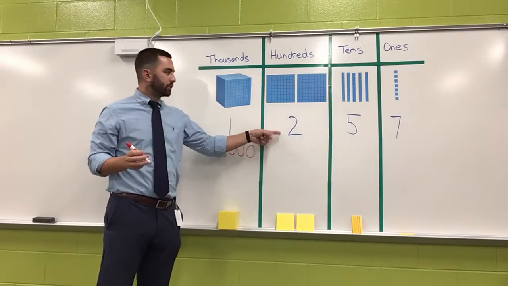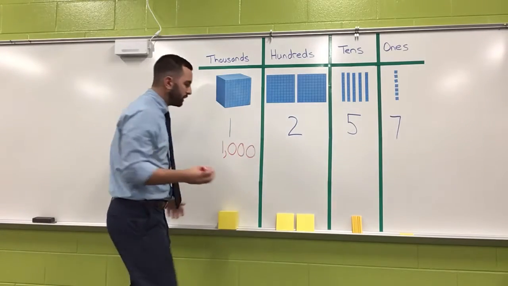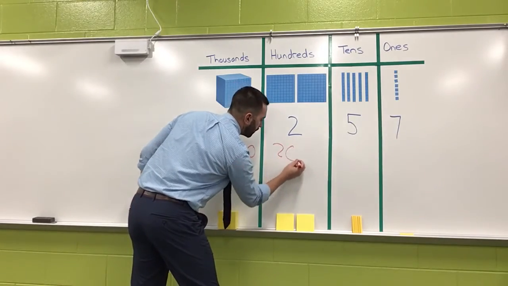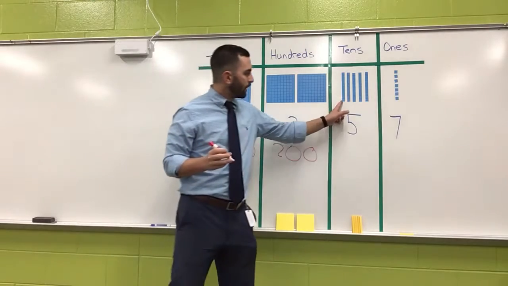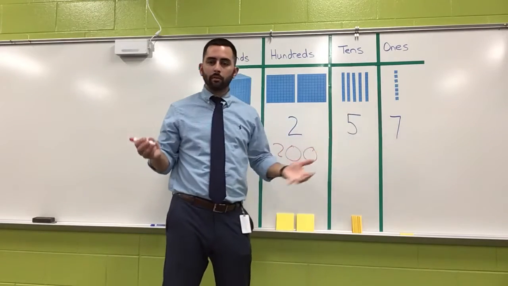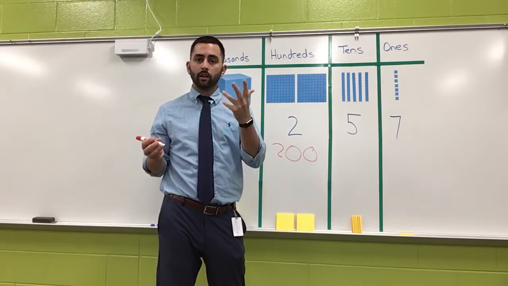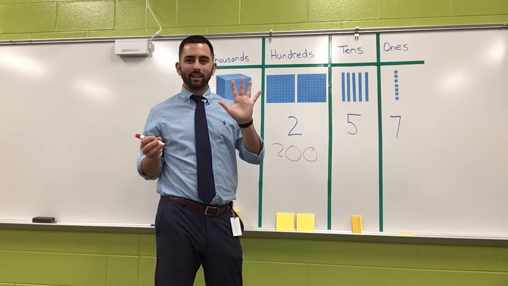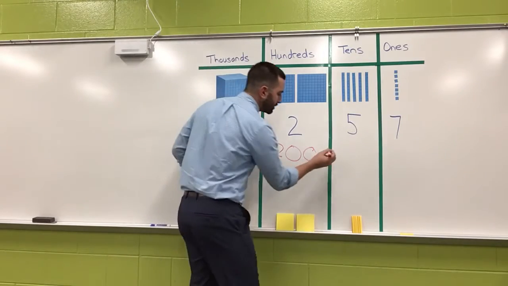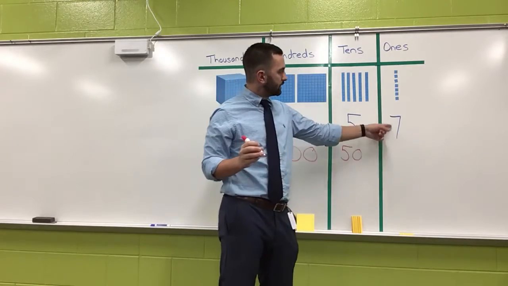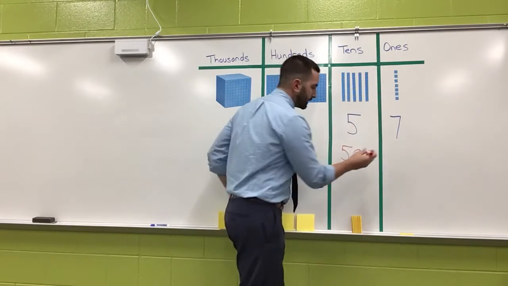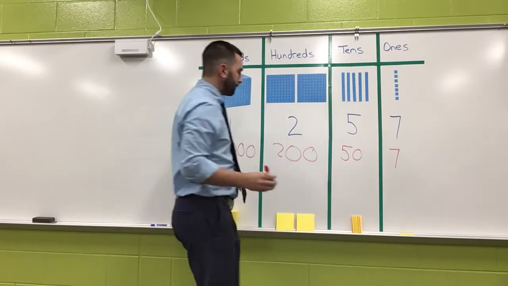Let's go to the next one. We have 2, but it's 200s. So it's actually the number 200. Let's go to our tens. We have 5 of them here, and like we counted before, 10, 20, 30, 40, 50. So we have 50 unit cubes here, and as you can see, this is our ones. We only have 7 here, so that's actually just going to stay 7.